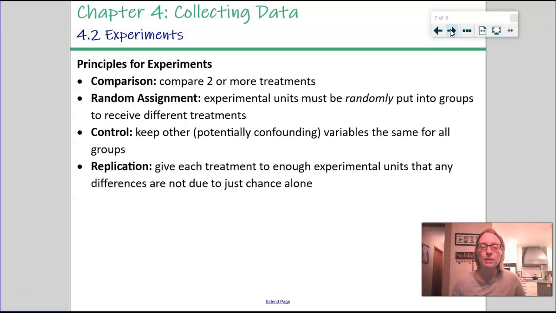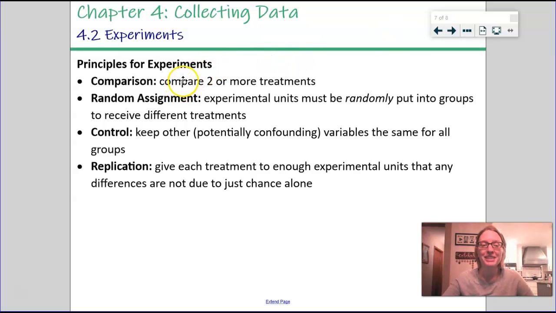And then lastly, replication. We didn't just give 1 senior caffeine soda and 1 senior caffeine-free soda. We split them up and did 25 and 25. We replicated so that we had enough experimental units, enough seniors, that any differences wouldn't be due just to chance alone, right? One person could have a very different pulse rate than another person for a million different reasons. But if we do this experiment and replicate it and have 25 people in our control group and 25 in the caffeine group, then any changes we see aren't just due to changes from one person to one person.